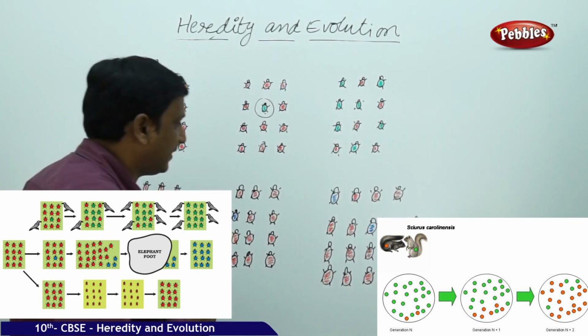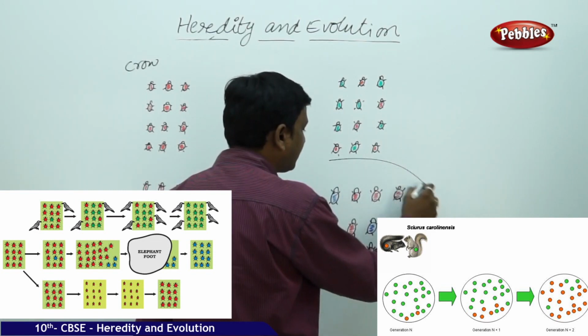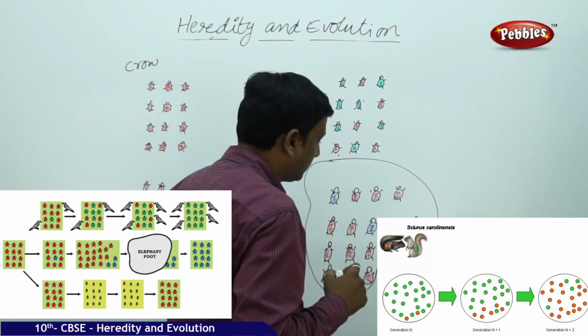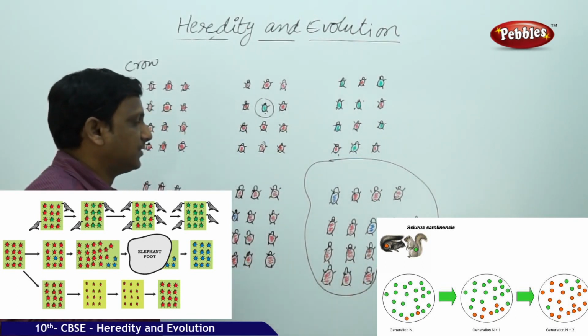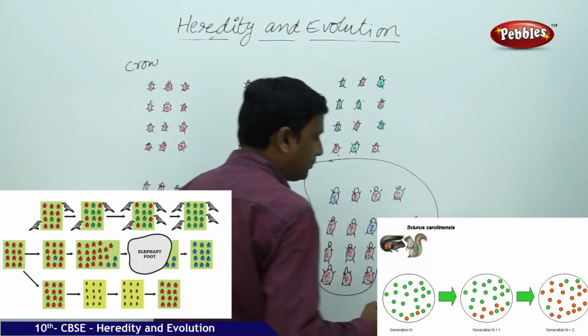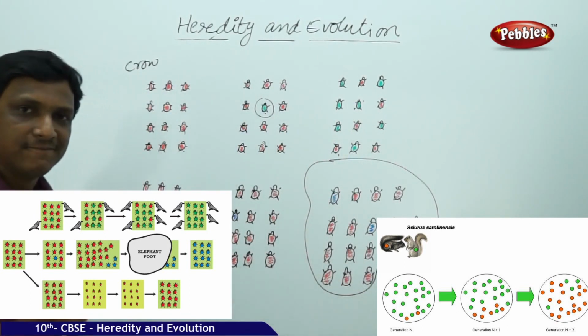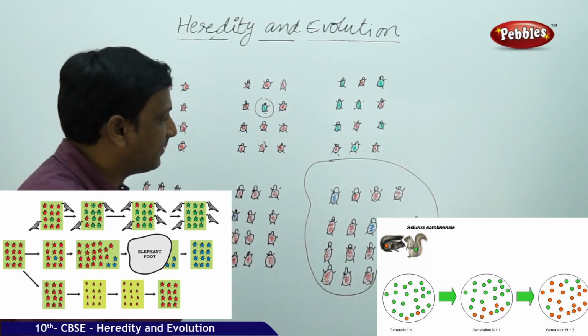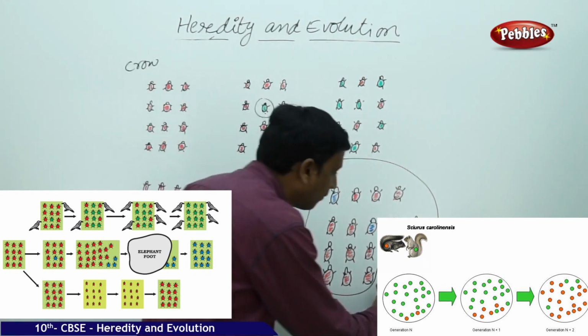Now suddenly what happened? An elephant stepped on these beetles. This is the elephant foot. The elephant stepped and all the beetles died except a few, which are only blue. Only a few blue beetles survived. The rest of the beetles died. So only these four blue beetles remain.